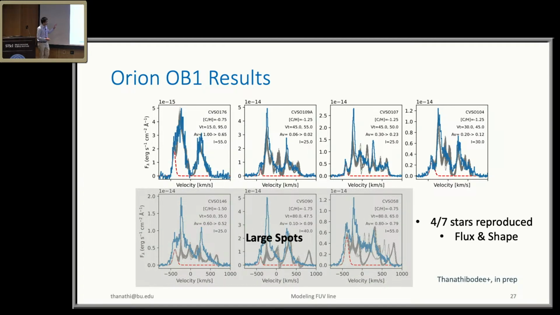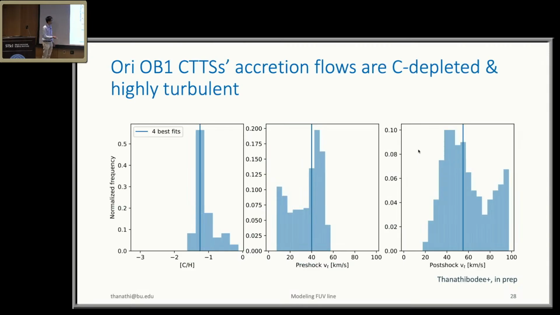And when looking into detail why we can't fit this, we see that this one has a very large spot. So there could be some other geometry effect, the actual geometry of the spot itself, playing a role in determining the final line profile.